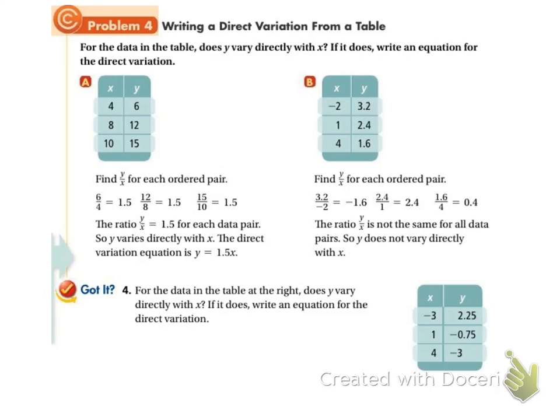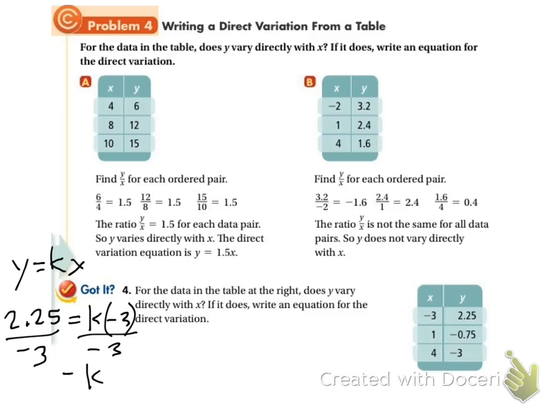I'll start with my first one. Remember, our equation is y equals kx. So I'll plug in 2.25 for y and negative 3 for x. Divide both sides by negative 3, and k equals negative 0.75. So for this first one, k equals negative 0.75. And then I'll do the next one. I'm going to plug in negative 0.75 for y and 1 for x. Well, 1 times k is just k. So again, I get k equals negative 0.75.